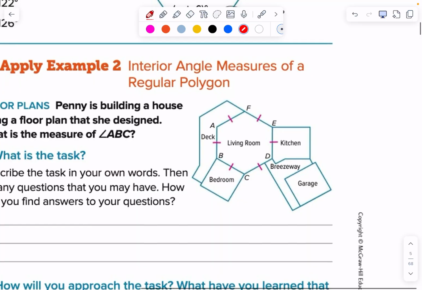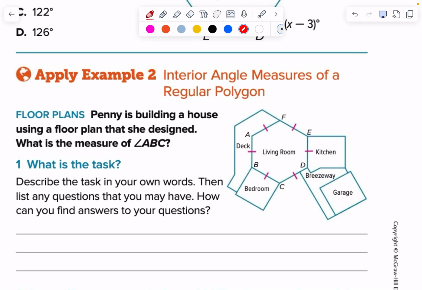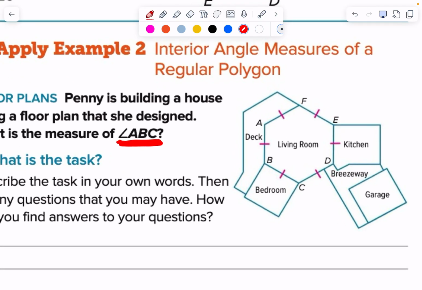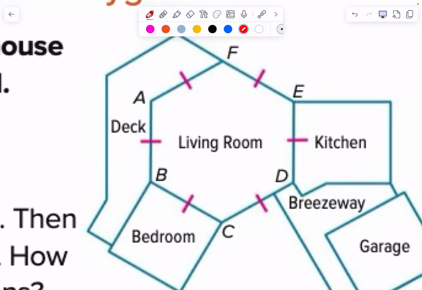Let's go to example 2. Penny is building a house using a floor plan that she designed. What is the measure of angle ABC? Which angle is angle ABC? That one, angle B, this angle particularly right here. They want to know how much that is.